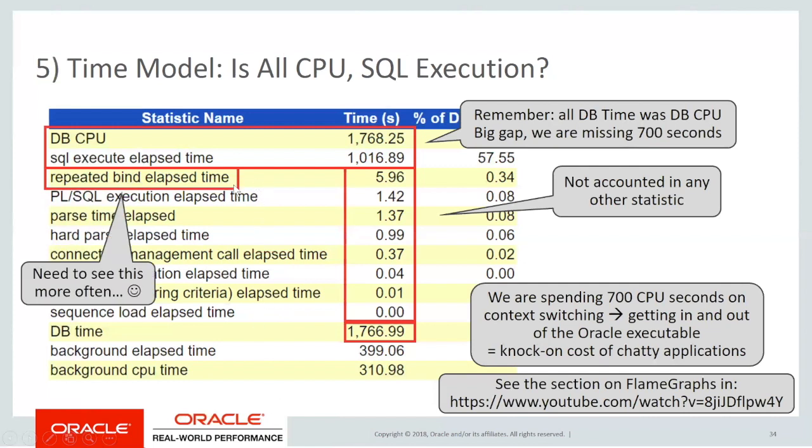Now, and this of course is really good. I would love to see more AWR reports where the statistic repeated bind elapsed time is the number 3 one. Yeah, I would want CPU and SQL execute in the first 2 spots and really would like this one in the 3rd spot. So that's really good. It's excellent.